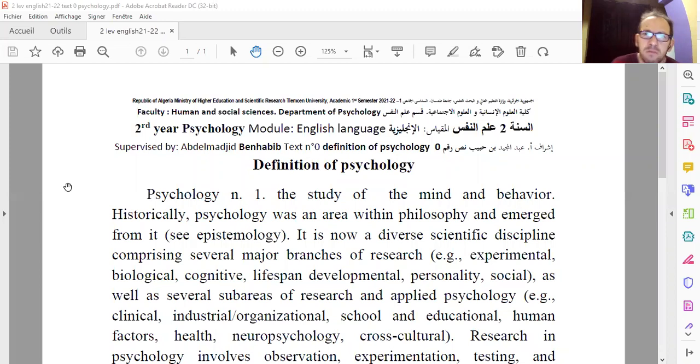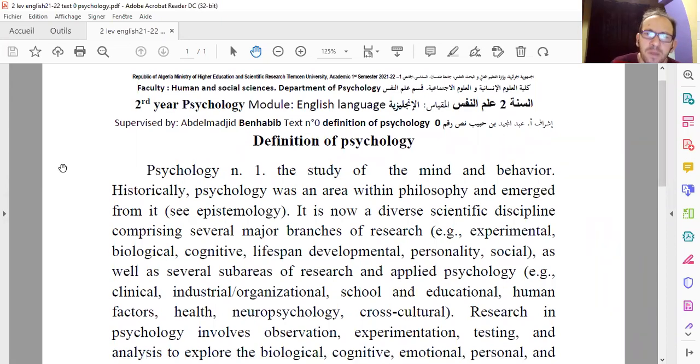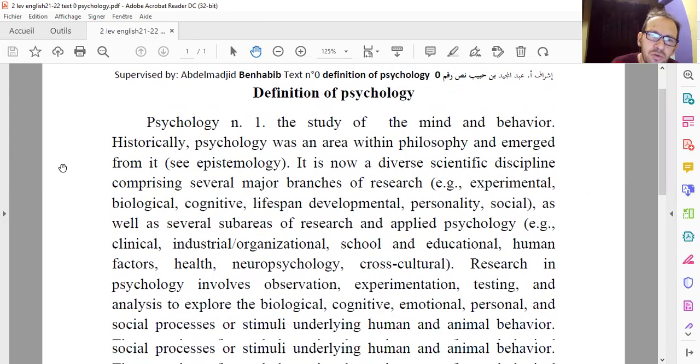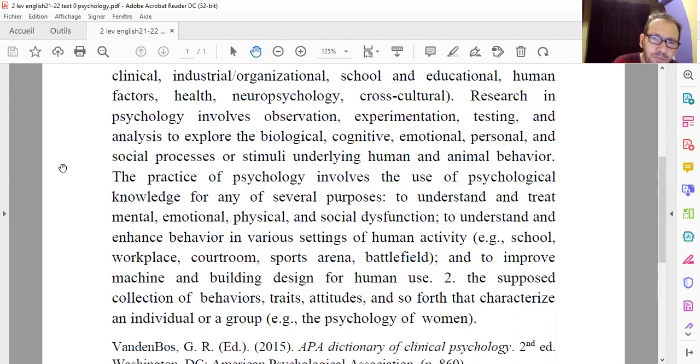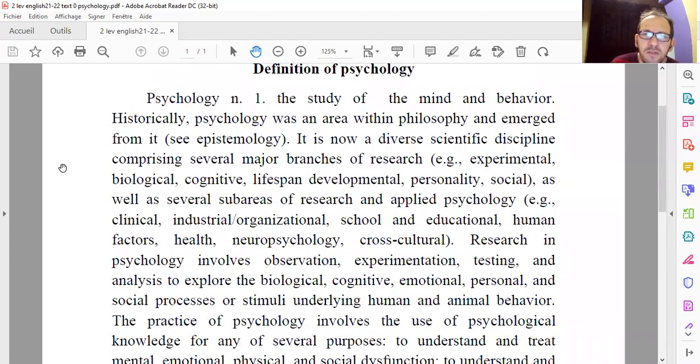First of all, I took into consideration the definition of psychology by referring to this text that I brought from Van den Bos, who edited the APA Dictionary of Clinical Psychology, the second edition. This dictionary appeared from the American Psychological Association in Washington, D.C. And I took this part of the text from page 860. And this is the definition of psychology.